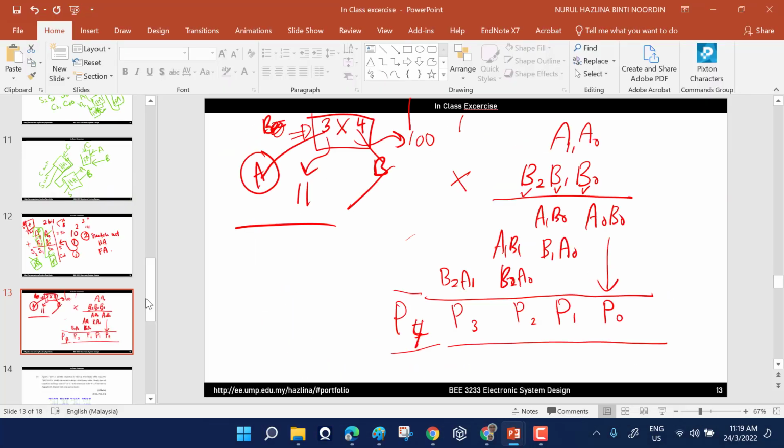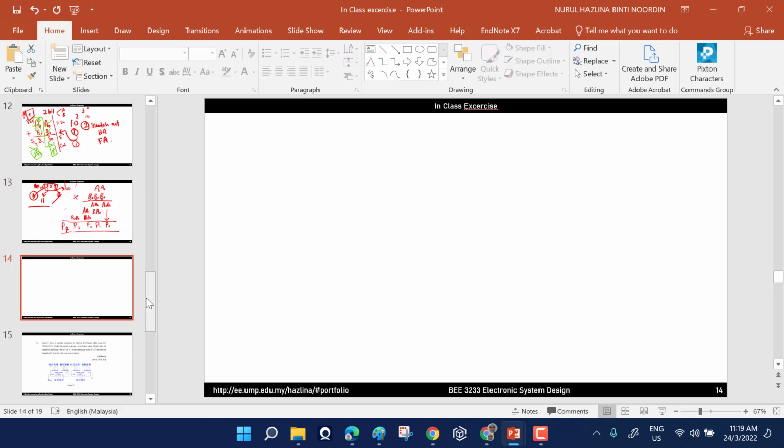Let me try this one with numbers, so it may look easier. What did I do just now? 3 times 4. Now I'm repeating this process, but using the numbers 3 multiplied by 4. So 3 in binary is 1, 1. 4 in binary is 100.